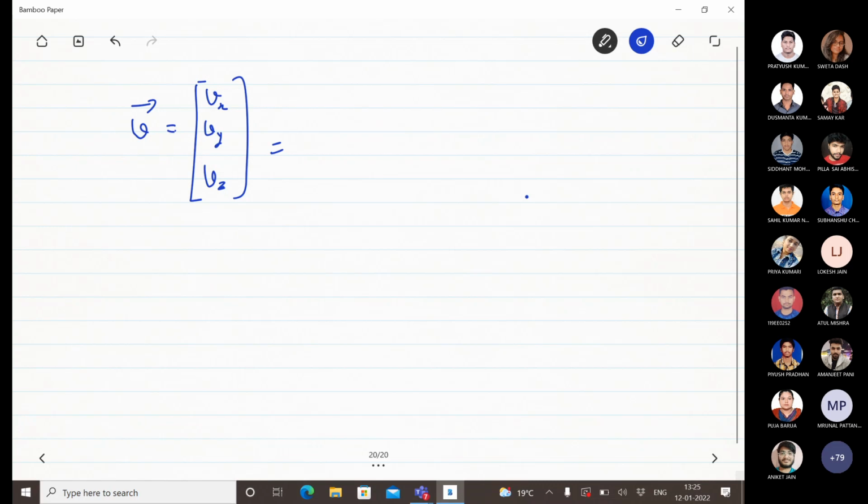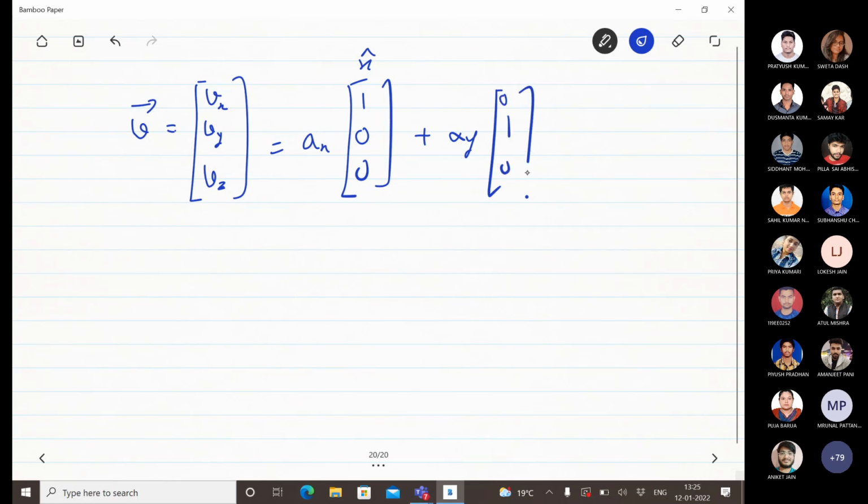When we write it this way, it means that it has Ax, where Ax is the scalar quantity and this is the vector: 1, 0, 0. 1, 0, 0 means it is the x basis vector. Plus Ay times 0, 1, 0, and then you have Az times 0, 0, 1.